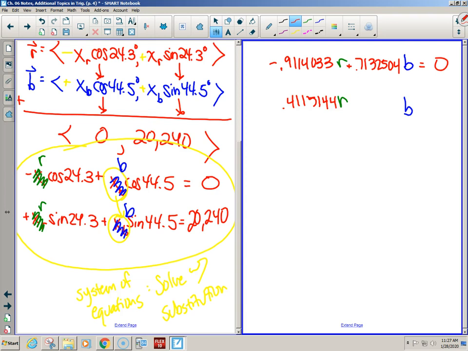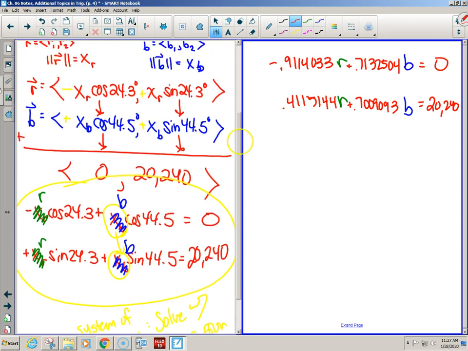Let me get this last decimal just so people can finally be rid of all the sines and cosines. We get 0.70090993 equals 20,240. Aha! Is that a prettier system? Yes. Okay. Priyanka, let's check out the cables.